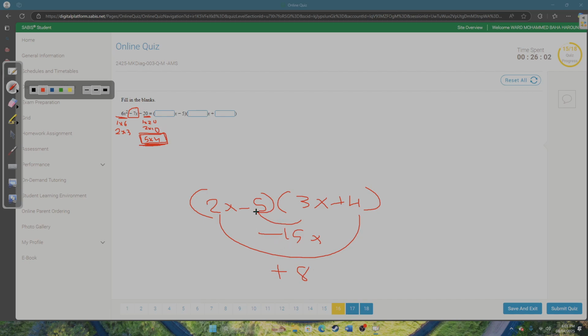So we do the smiley method. We multiply the closest numbers and the farthest numbers by each other. So this times this is minus 15x, and this times this is 8x. Since we're gonna add these two together, you get minus 7x, because negative 15x plus 8x is minus 7x. So this is the answer: 2x minus 5, 3x plus 4.